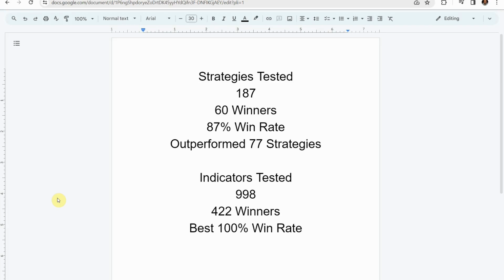That is achieved using the Academy of Forex indicator. And so far, since we've been keeping track, it has outperformed 77 of the strategies that we have put it against. Every single strategy so far. We've also tested a total of 998 indicators, with 422 of them being winners.